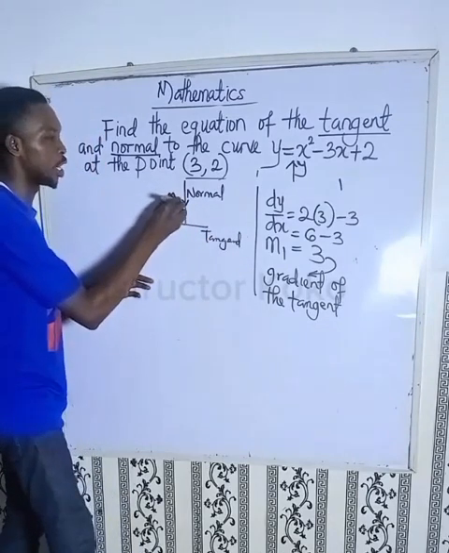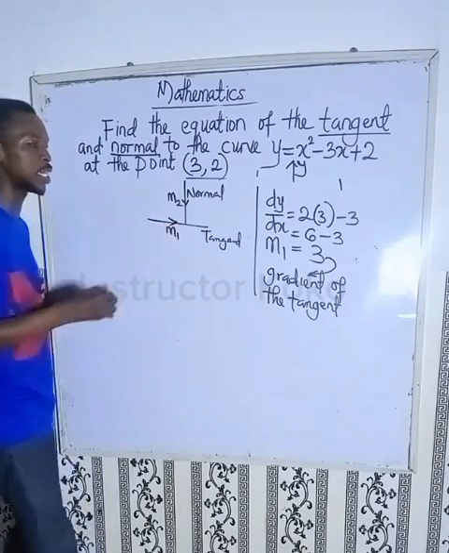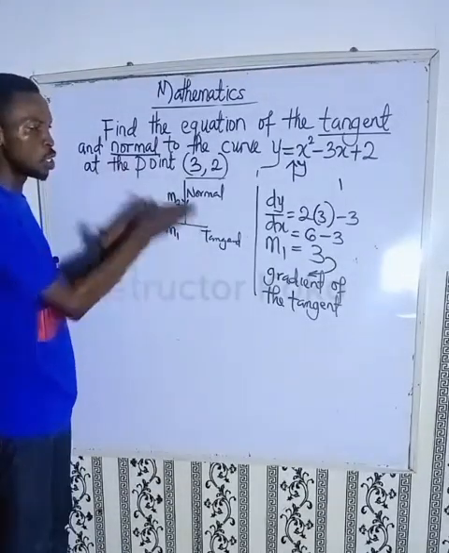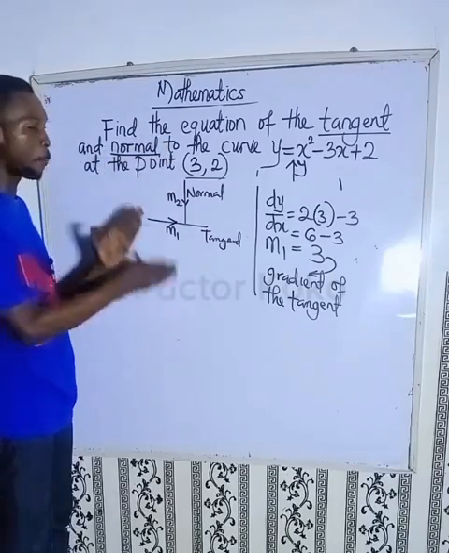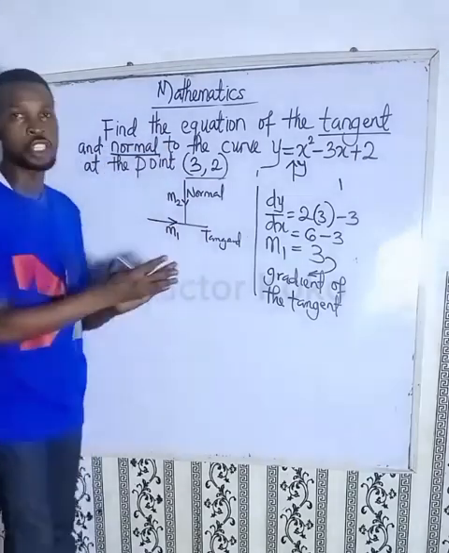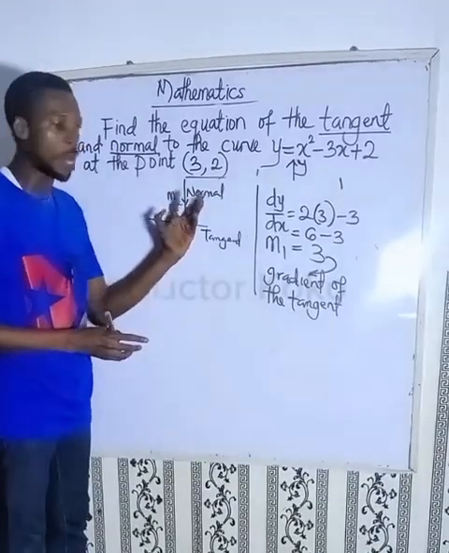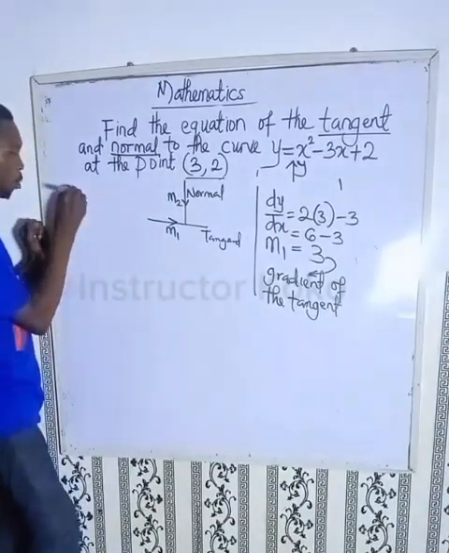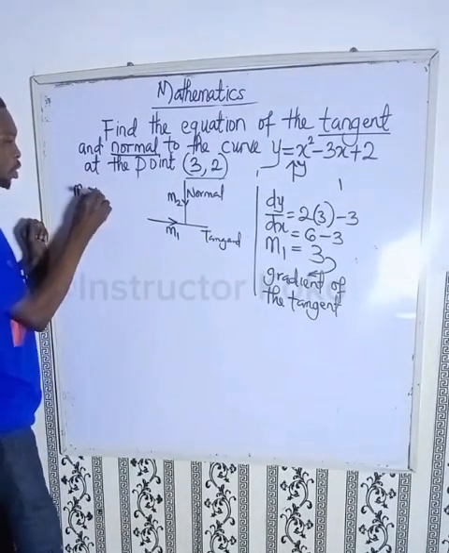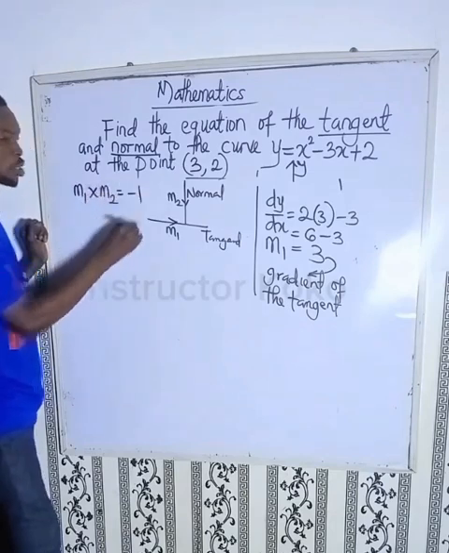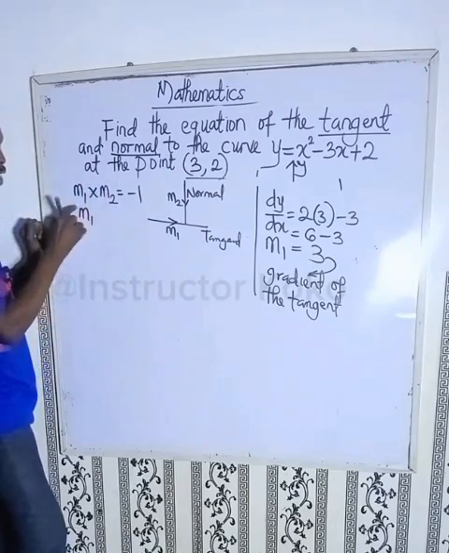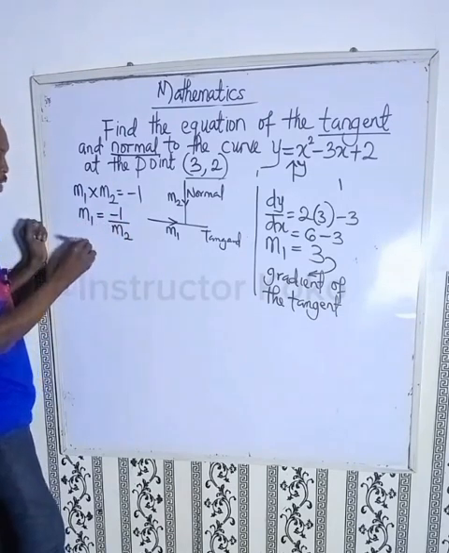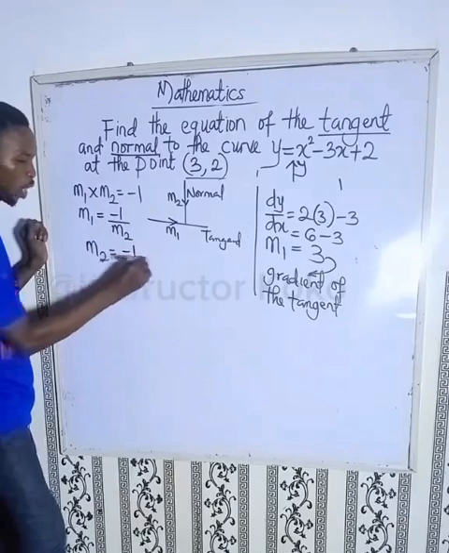So the normal has gradient m2, and we have agreed that the tangent has gradient m1. Of course, what is the relationship between the normal and the tangent? So I'm going to apply what we call perpendicularity of lines. What is the condition that will make the line of the normal perpendicular to the line of the tangent? The only condition is that when I multiply the gradient of the tangent with the gradient of the normal, I must get -1. So this means that the gradient of the tangent is equal to -1 divided by the gradient of the normal.